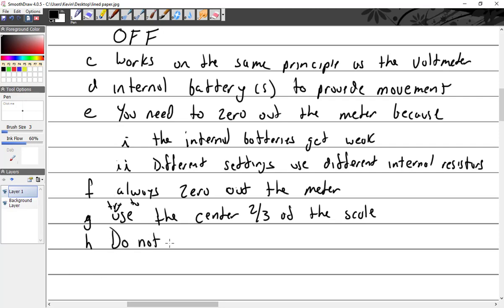Do not use the ohmmeter with power supplied in the circuit. There, I've said that twice now.